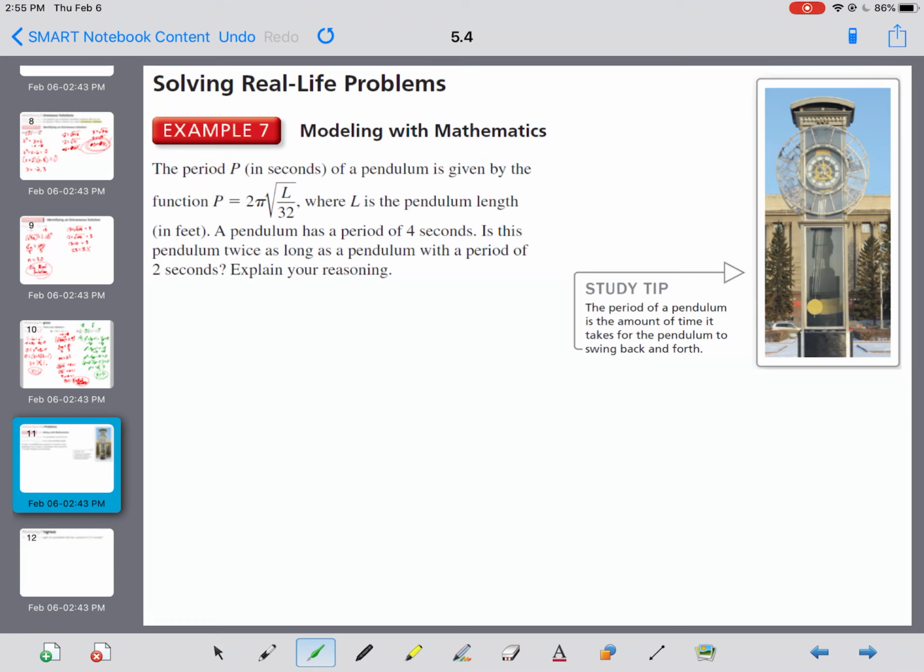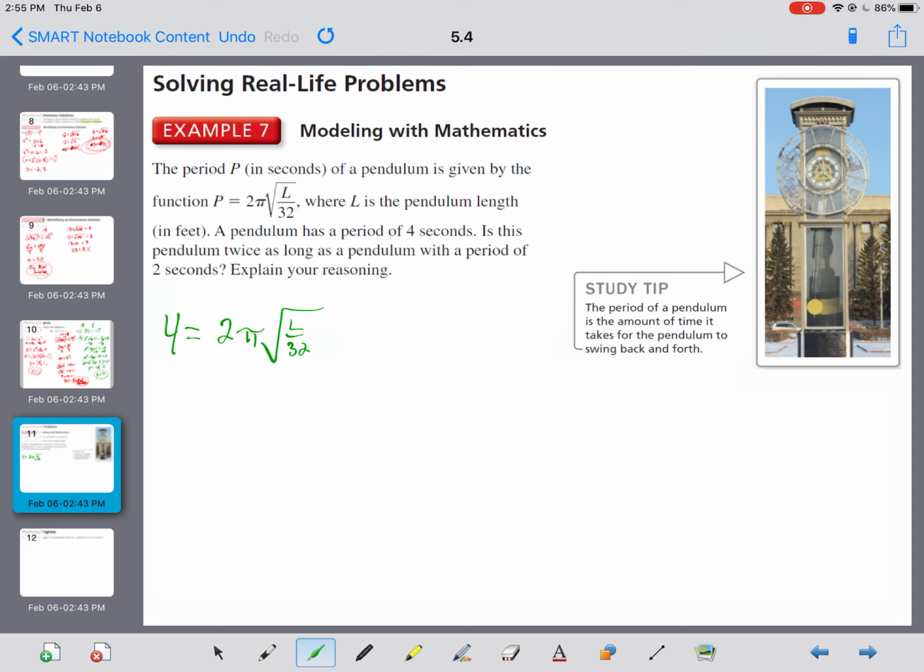Everything we've been doing, but a real-world situation. The period p in seconds, so it's time, of a pendulum is given by the function p equals 2 times pi times the square root of L divided by 32, where L is the pendulum length in feet. A pendulum has a period of 4 seconds. Is this pendulum twice as long as a pendulum with a period of 2 seconds? Explain your reasoning.